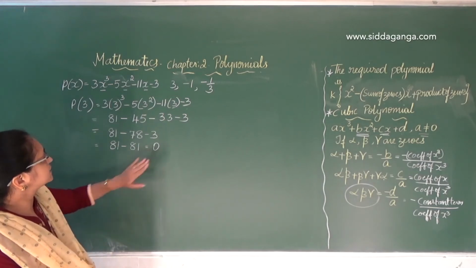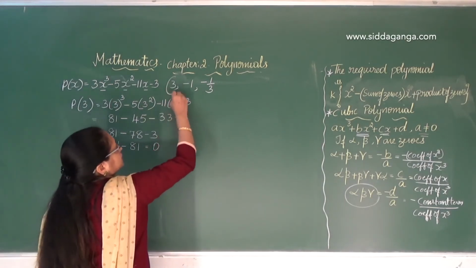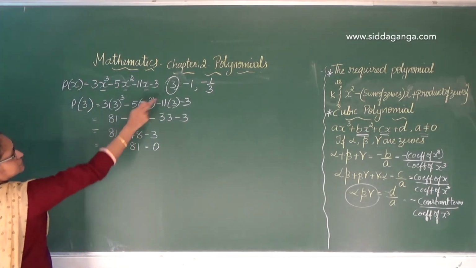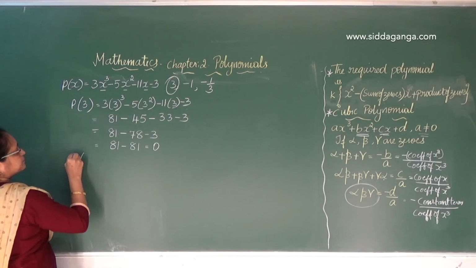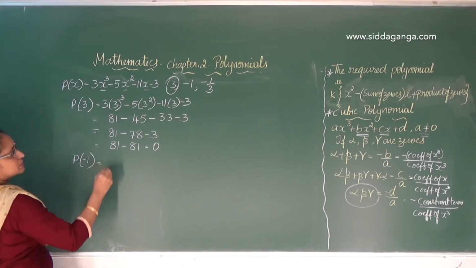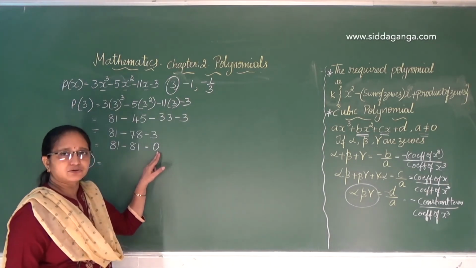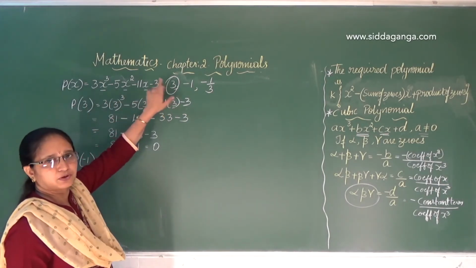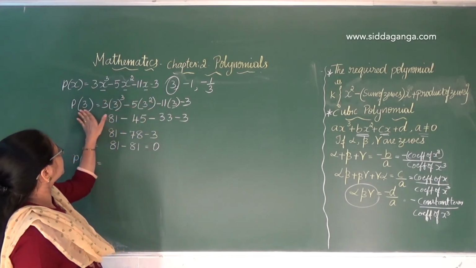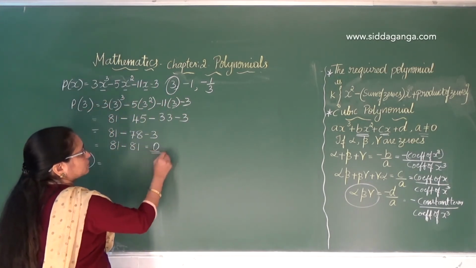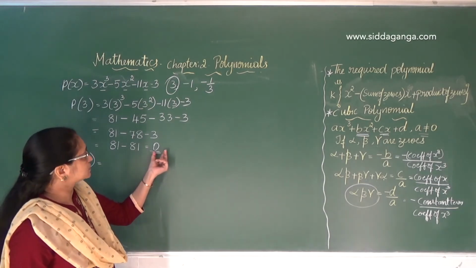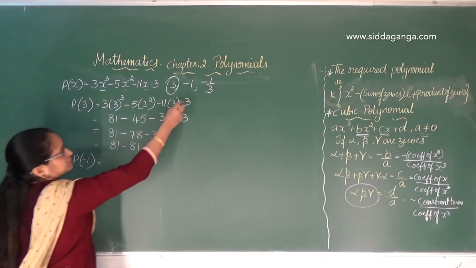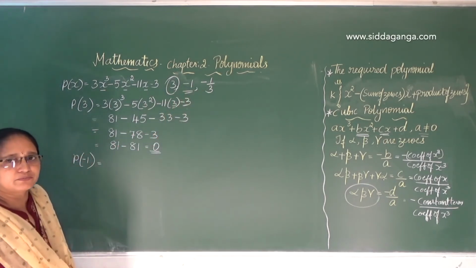Now, so hence we can say that 3 is the 0 of the polynomial. Then just see what will happen to minus 1. So, if the value is 0, then we can say that that is the 0 of the polynomial. So, the value of P of 3 we got it as 0. So, we can come to the conclusion, yes, 3 is the 0 of the polynomial. Okay, now let us check whether minus 1 is the 0 of the polynomial.